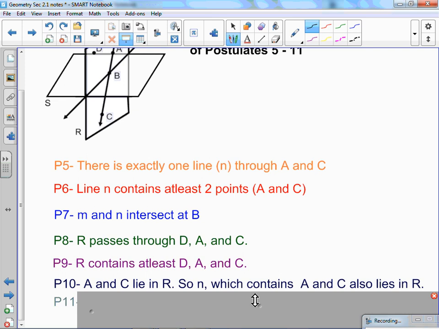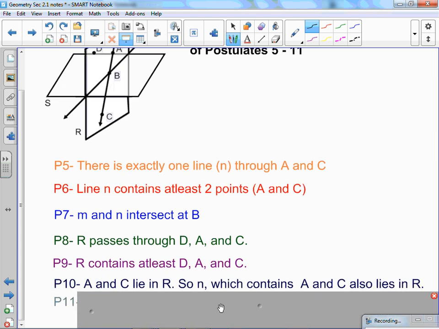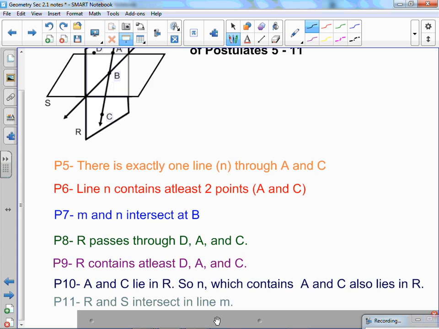And then lastly, postulate 11: if two planes intersect, their intersection is a line. So when we look at the picture, we have plane S and plane R intersecting at line M, which meets that rule. So R and S intersect in line M.